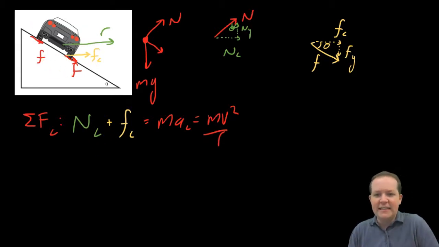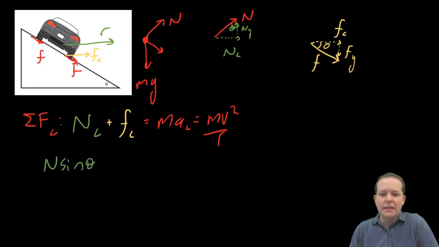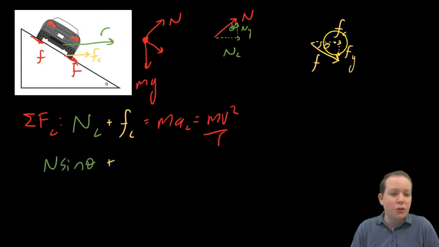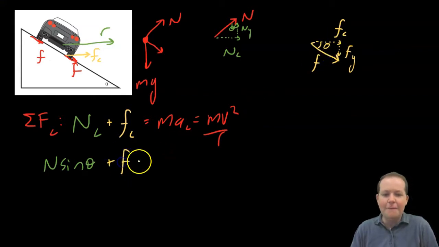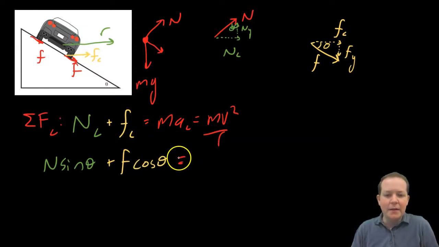Okay, what is NC? Let's break up that trig again. Again, this is the side that is opposite. So that's going to be N sine of theta. Plus, what's the trig for the frictional force? This is adjacent. That's F cosine of theta. That's equal to mv squared divided by r.